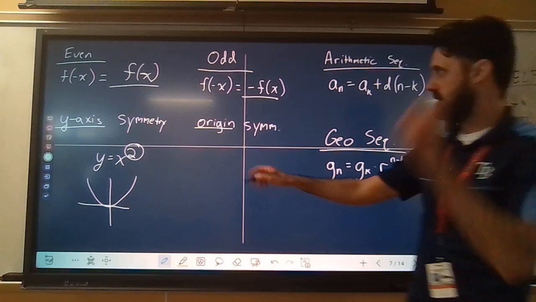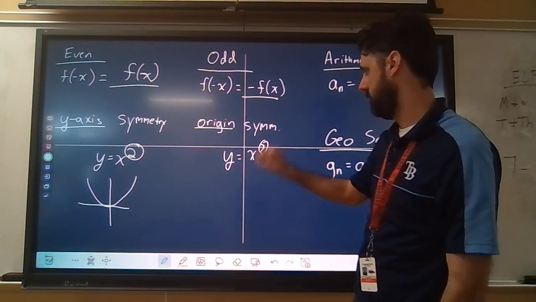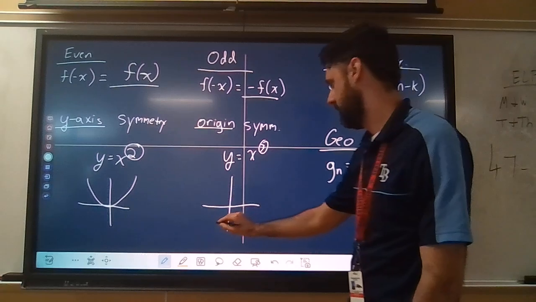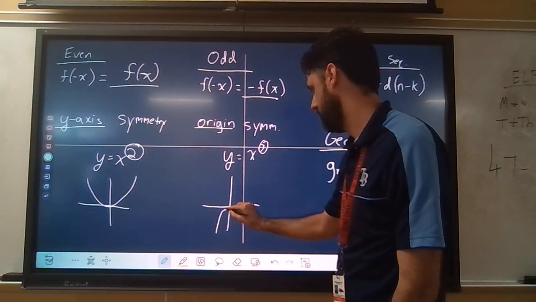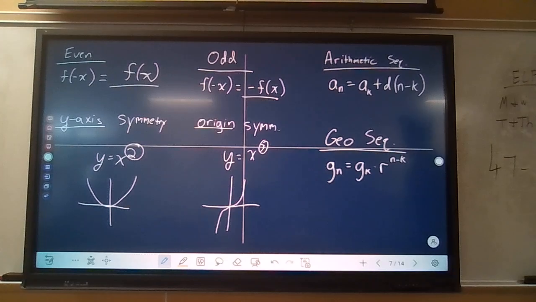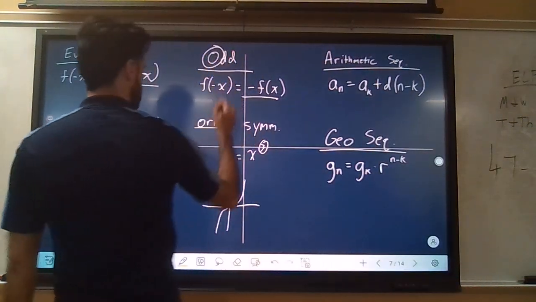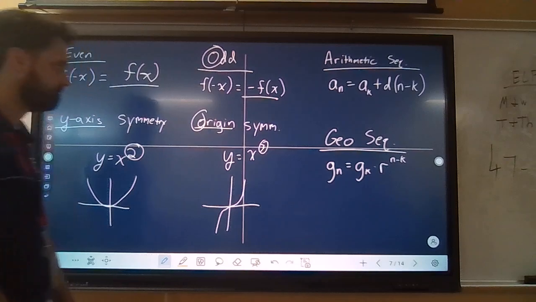The way I remember this is I think of y equals x cubed, because that has an odd exponent, and it is symmetric about the origin, like that. So odd function, O and O, odd functions are symmetric about the origin.